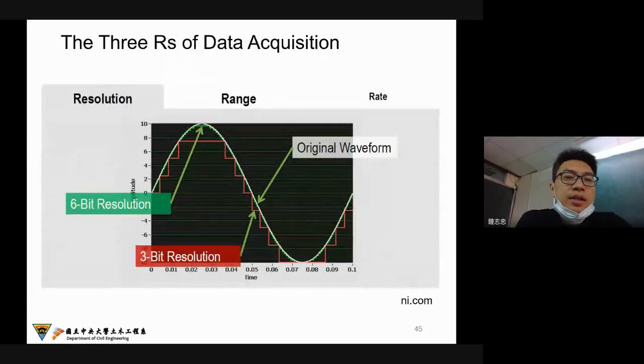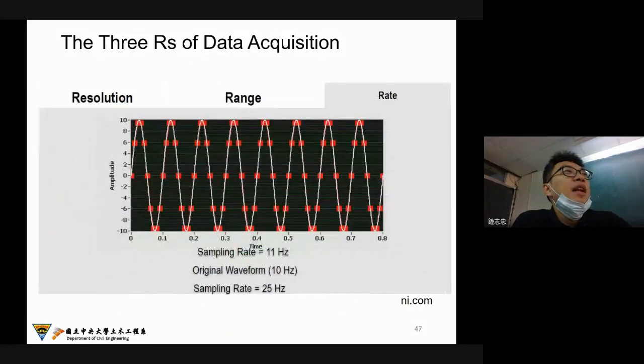So in this chapter, I will conclude the 3 R's. I think you already know the rate, right? How fast you can sample from the signal. Here you need to know the Nyquist frequency theory. In practice, we try to use 10 times the sampling frequency to capture the signal.